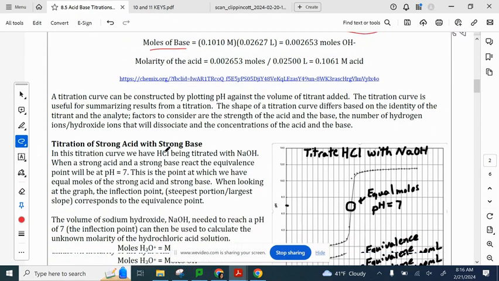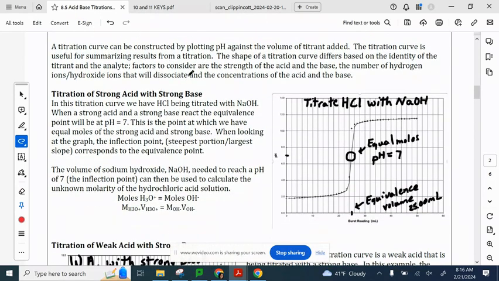Okay? So a titration curve can be constructed by plotting pH against the volume of the titrant. And like I said, you're going to just have a probe that's going to do all of this stuff for you. It's going to track all of this for you, which is kind of cool. Okay?